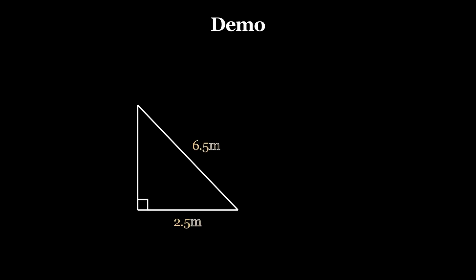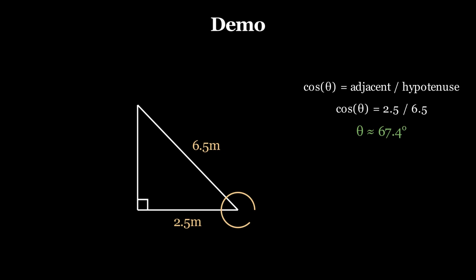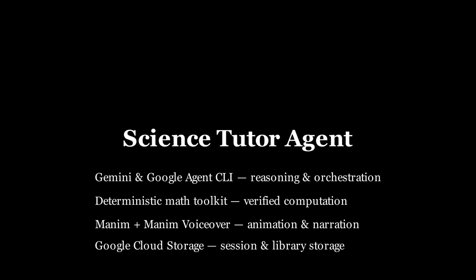Here is a real past question. A ladder leaning against a wall. The agent recognizes it as a trigonometry problem, sets up the right triangle, and identifies which ratio applies. It chooses the cosine ratio, since the adjacent side and the hypotenuse are both known. Every number here is computed by a deterministic math toolkit, not guessed by the model, giving a verified answer of 67.4 degrees.